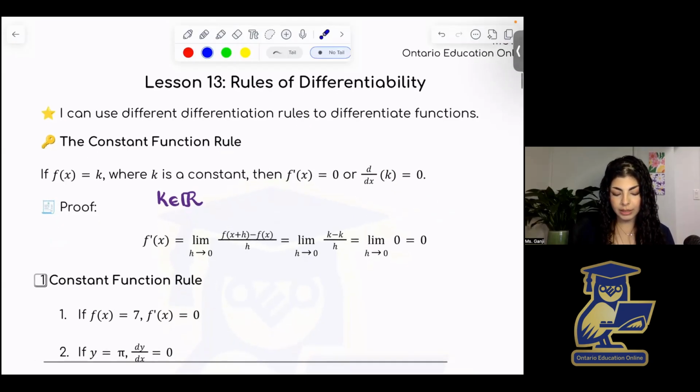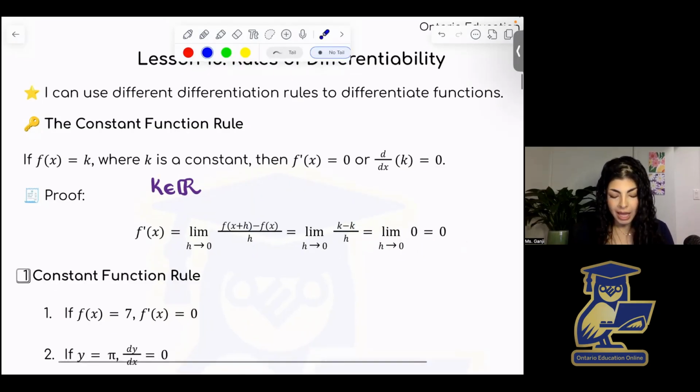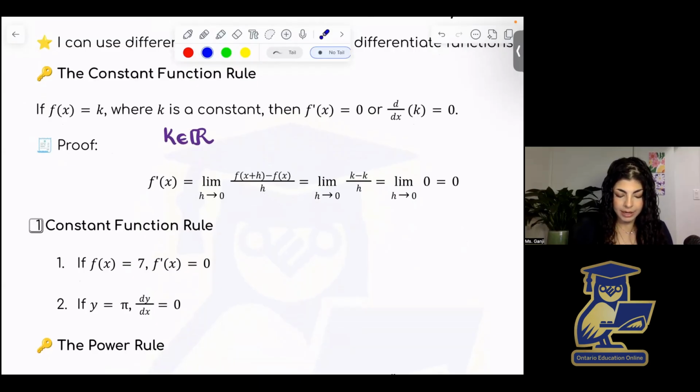Now, the proof of this one is actually really simple. So consider the f prime of x and its definition with limits. The limit as h approaches 0 of f of x plus h minus f of x. But considering this is a constant function, f of x plus h and f of x are the same thing. They're just k. So k minus k is 0, and we don't have any h here, so this is just 0. Now, let's practice here.